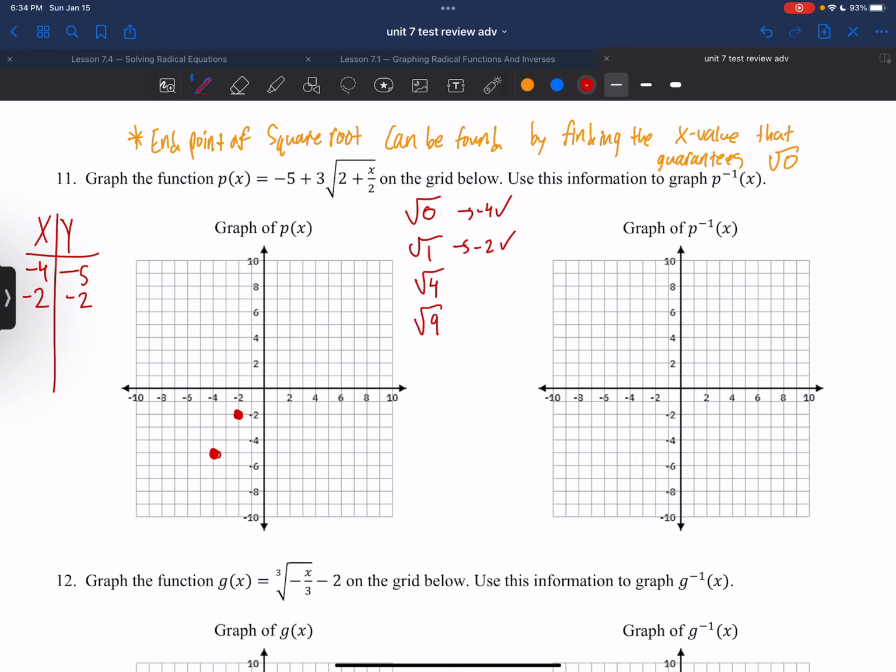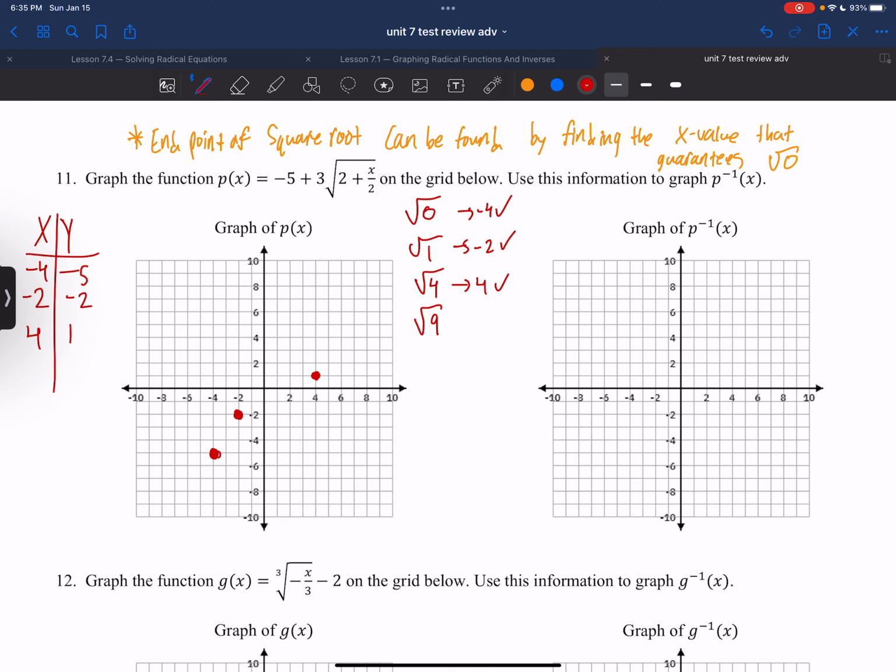Then if I want the square root of 4, I'm going to need a 2 plus 2, which means I'm going to need a 4 over 2. So a positive 4 is going to work here. So square root of 4 is 2, 6, negative 5, boom, 1. 4, comma 1.